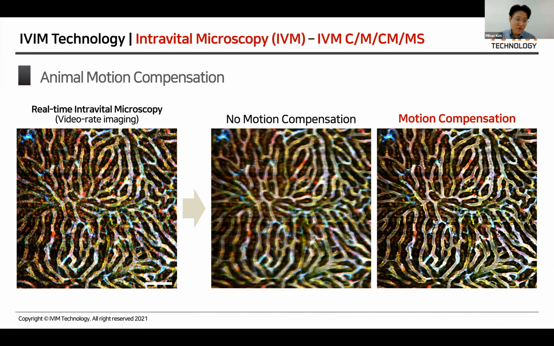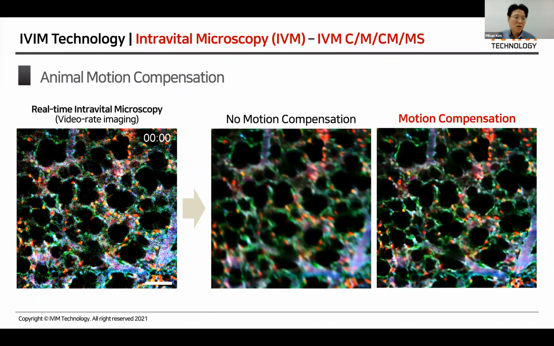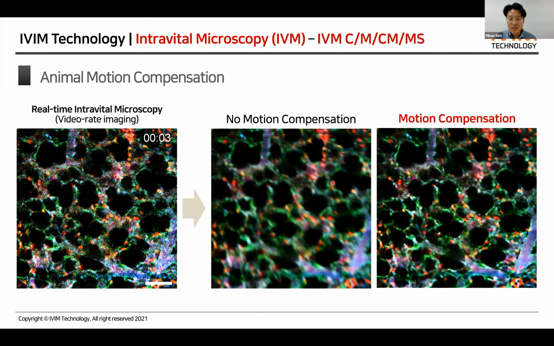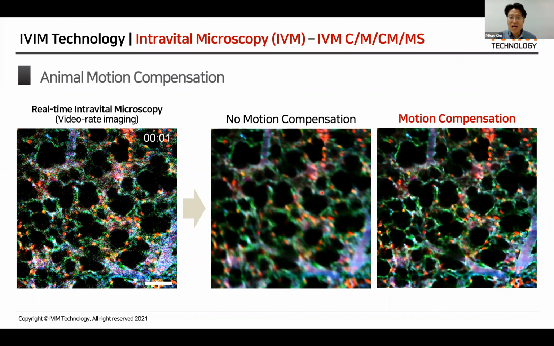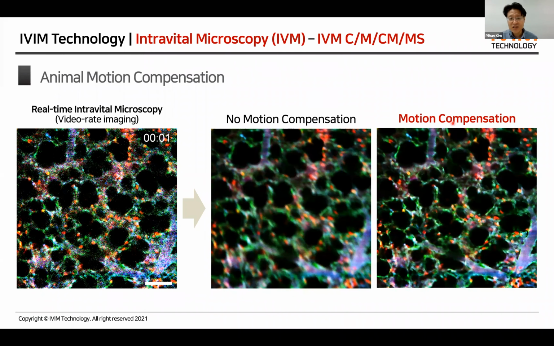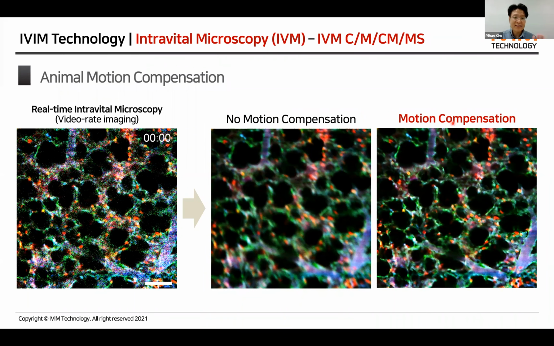And this is another example. This is the data we obtained from the lung of the live anesthetized mouse. So again, without motion compensation, you will always end up with blurred imaging. So it's very important to have this motion compensation function if you want to achieve very high quality intravital imaging from live tissue and organs inside the animal model.